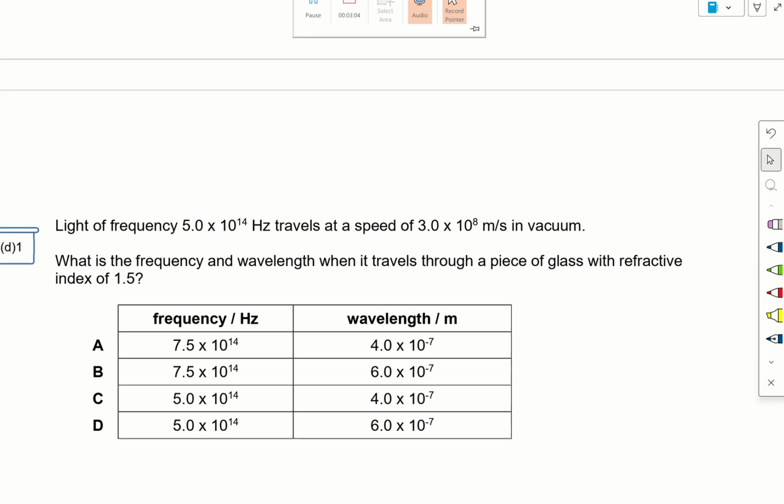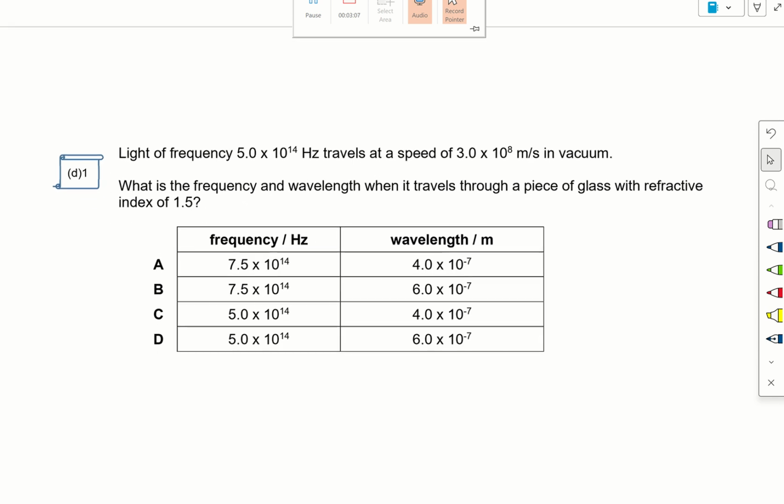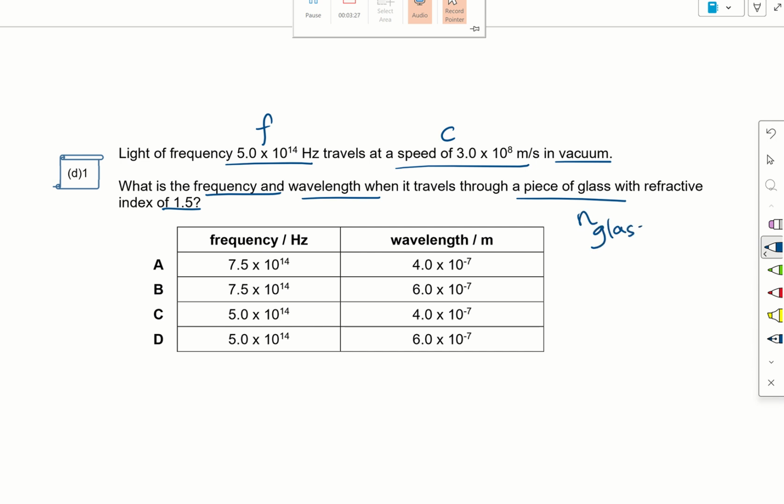Okay, let's do one question. Light of frequency 5 times 10 to the power of 14 Hertz, so this is my F, travels at a speed of 3 times 10 to the power of 8 meter per second in vacuum. So I'll give it a letter C. Now, what's the frequency and wavelength when it travels through a piece of glass with refractive index of 1.5? So this refractive index of 1.5, I can put as N subscript glass equals 1.5.